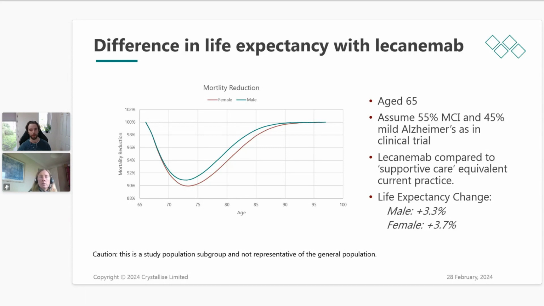Now, what does this look like in terms of mortality reduction or life expectancy? For males, about 3.3%, and for females, about 3.7%. The life expectancy for an individual with mild Alzheimer's is around 6 years. So this is 3.5% on a life expectancy of about 6 years for this 65-year-old.